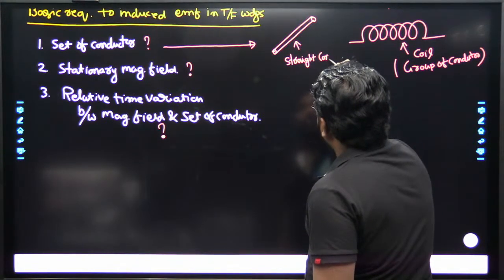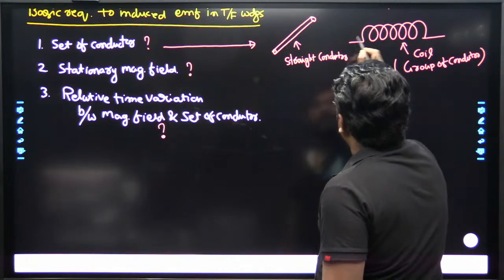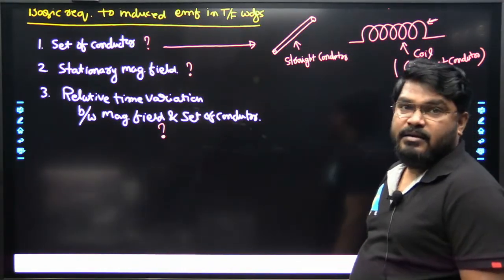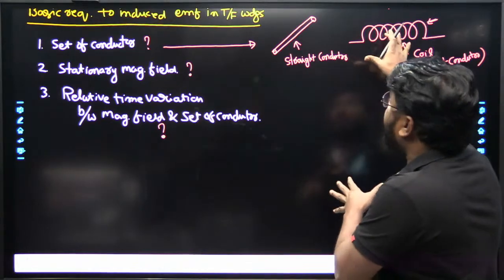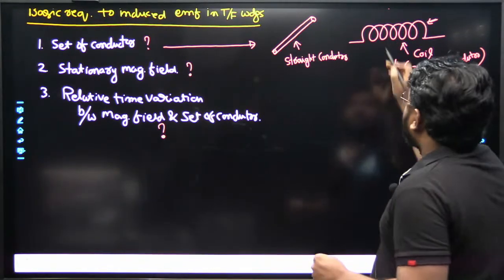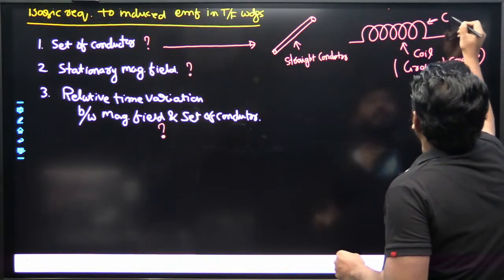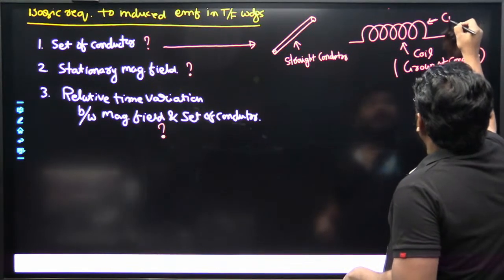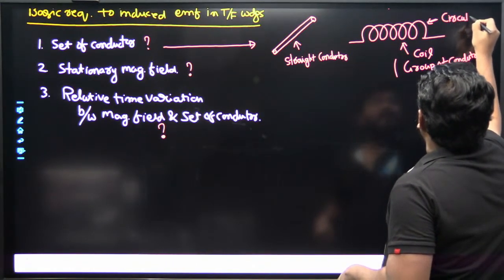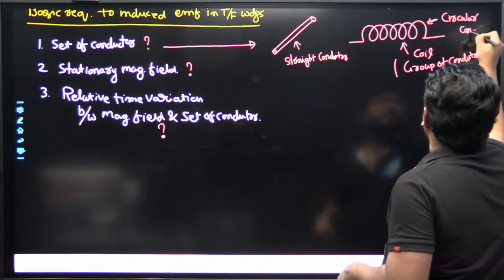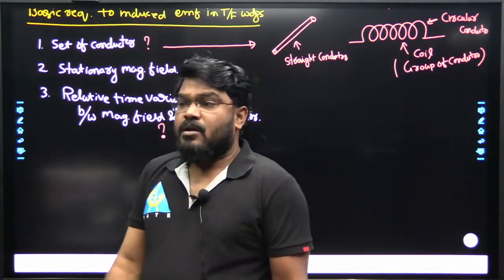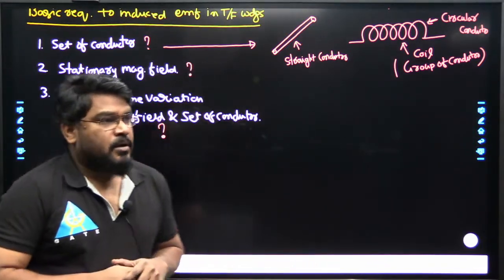And what about this type of conductor? It is also a conductor, but a group of conductors, or what we know as a set of conductors. A group of conductors is known as a coil. It is also called a circular conductor; sometimes we say circular conductors and straight conductors here.